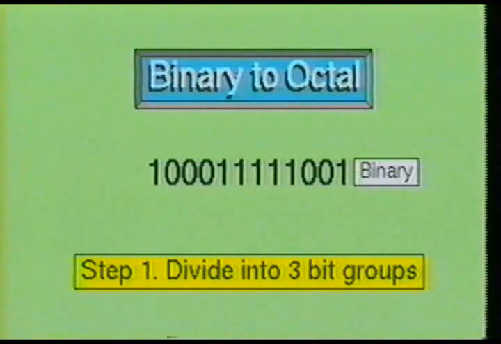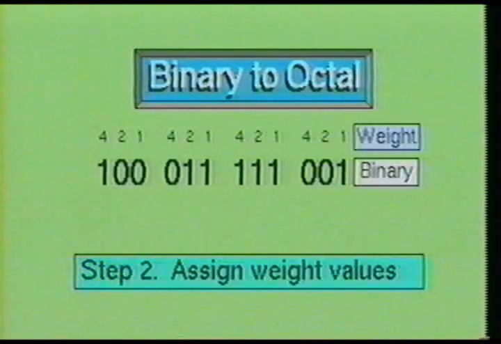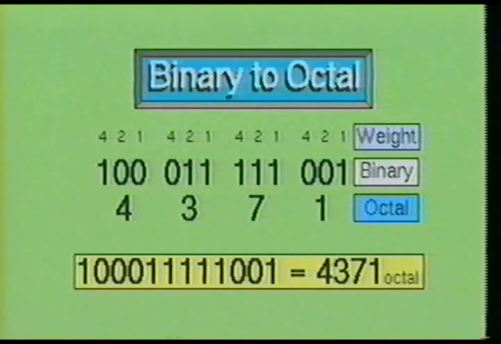Converting binary digits into octal notation is a very simple process. For example, to convert this 12-bit binary number into octal notation, first we must divide the binary bits into groups of 3, starting from the right. Next, we assign the weight values to each of the 3-bit groups. Then we add the values of each weight, which contains a 1 for each of the 3-bit groups. At this point, we see the binary number 1000111111001 converts to 4371 in octal notation.